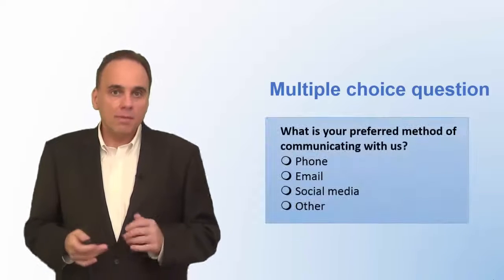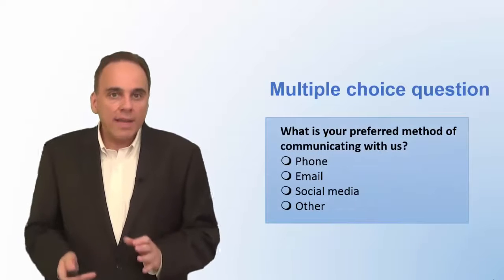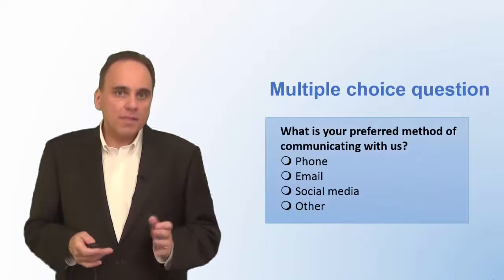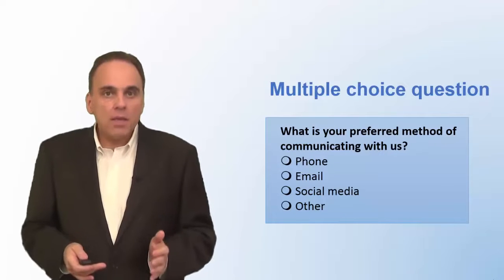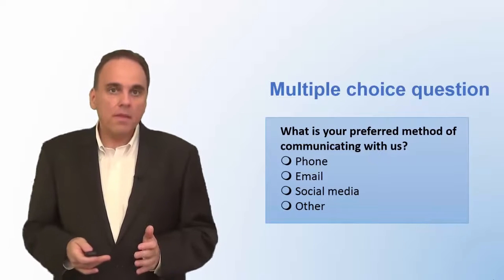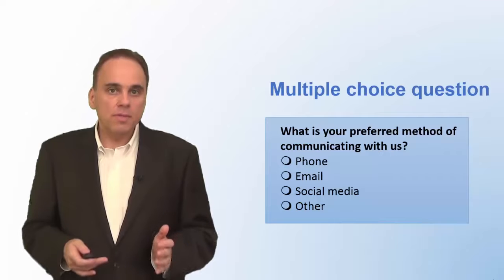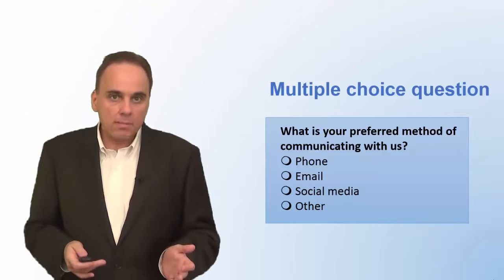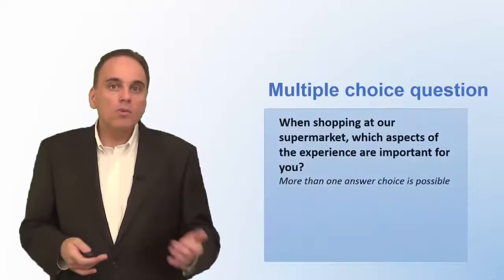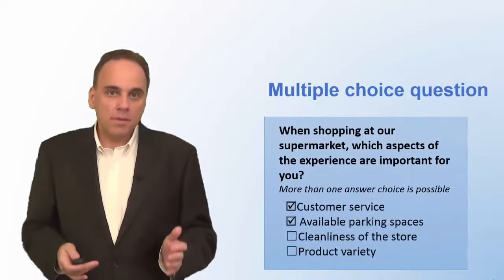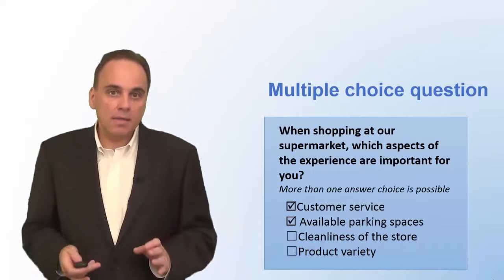Have a look at this multiple choice question where only 1 answer choice is possible. For this type of question in an online survey, you should use radio buttons. There are also questions where the respondent can choose more than 1 response option. Here we use checkboxes instead of radio buttons. Also make sure to point out to your respondents that more than 1 answer is possible.